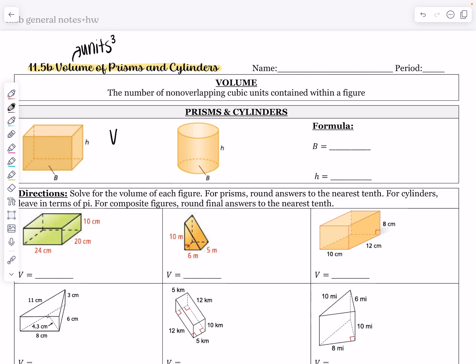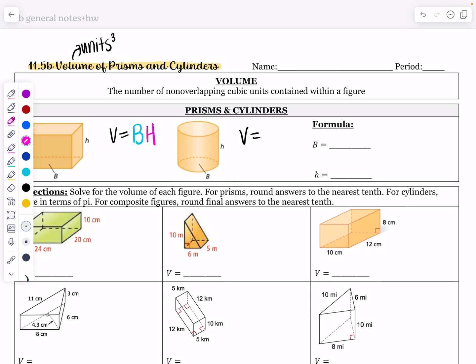And so my volume formula is going to be the area of the base times the height, B times H. This is a little bit different than what you did in middle school, because in middle school you just did length times width times height, because you only really looked at rectangular prisms. But we're going to be looking at triangular prisms, trapezoidal prisms, pentagonal prisms. So this formula works for all. So we're going to be doing B times H, and then same thing for a cylinder, except that the base is always going to be the same shape.